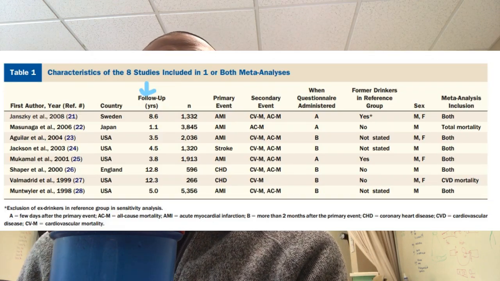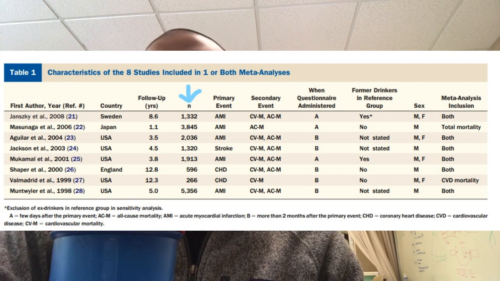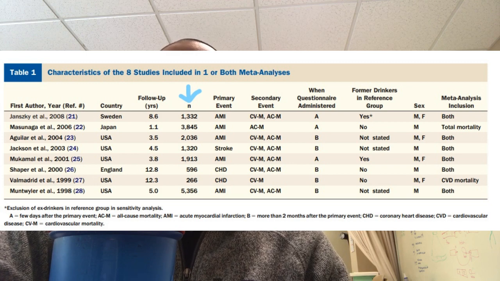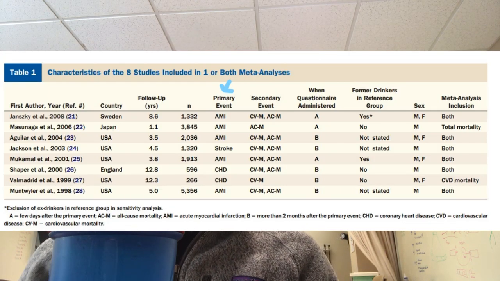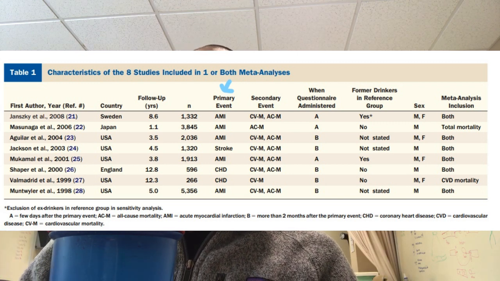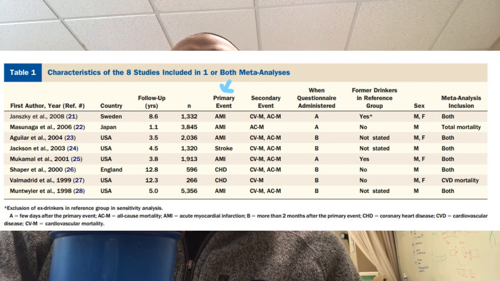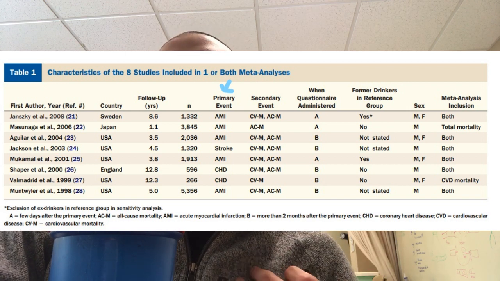And so the first study, in Sweden, they followed the patients up for 8.6 years. And then N basically refers to the number of participants. And that Sweden study had 1,332. No, I'm sorry. Primary event is basically whether the study picked patients who had cardiovascular disease. And in this case, the Sweden study, it was patients with a heart attack. The other studies looked at patients who had a stroke.